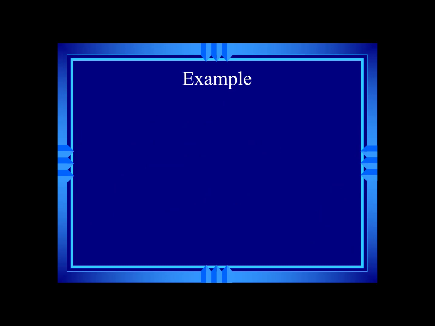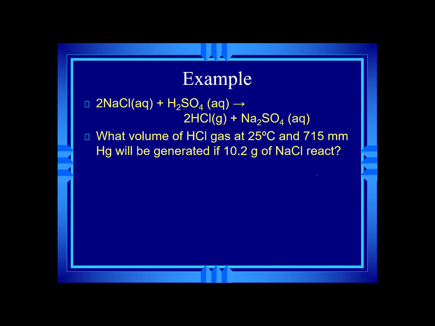Another example. So what volume? They want a volume of HCl. They gave me a temperature and a pressure, and they gave me the mass of NaCl. So I've got a temperature and pressure, and I want a volume. That means I need moles, and I need moles of HCl, because that's what's going to be the gas. Gas laws only work if they're gases.